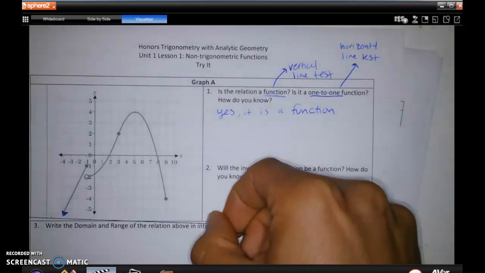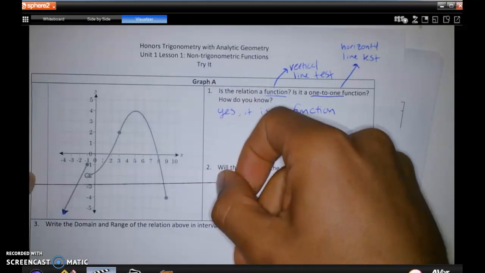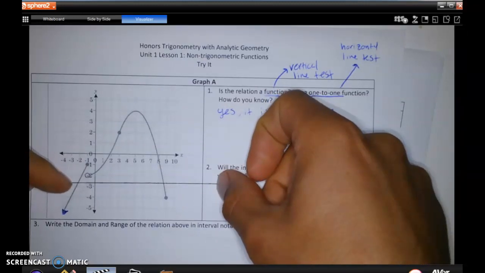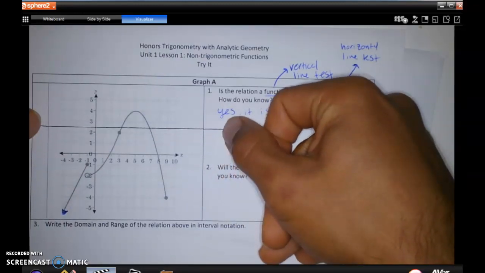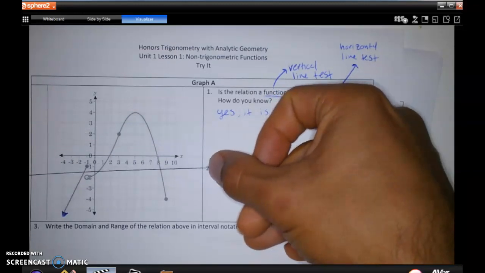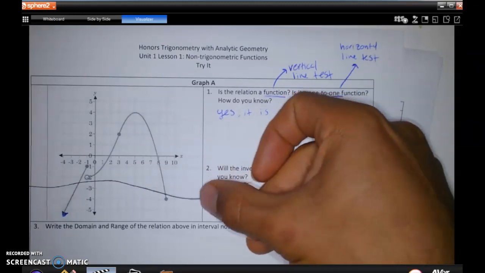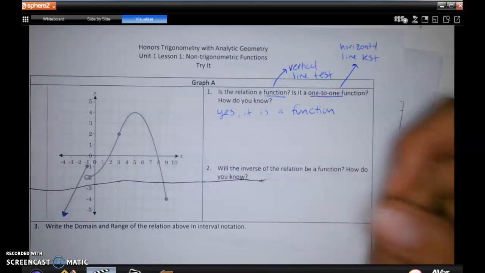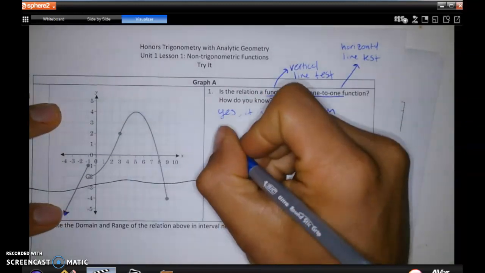use a horizontal line. If you look here, you'll notice at this location, our graph intersects my horizontal line 2 times. In fact, it does it a lot. It's intersecting it twice here, twice here, twice here, 3 times right here, 2 times, 2 times. If it intersects more than 1 time using a horizontal line, it is not one-to-one. So this function is not one-to-one.